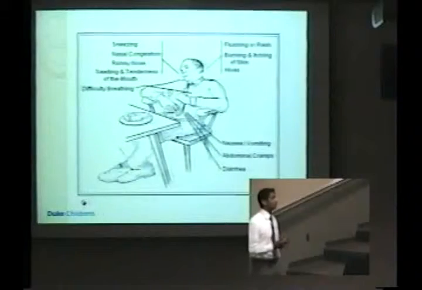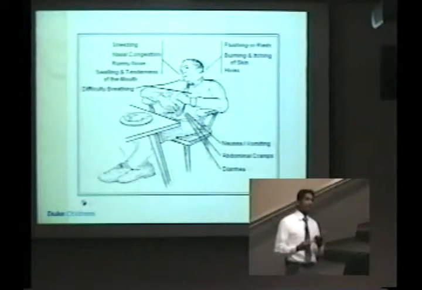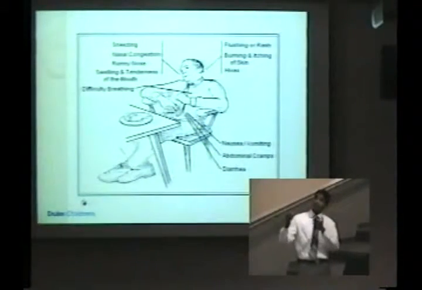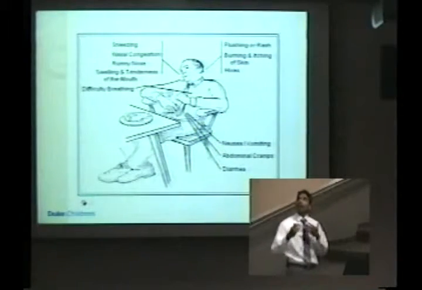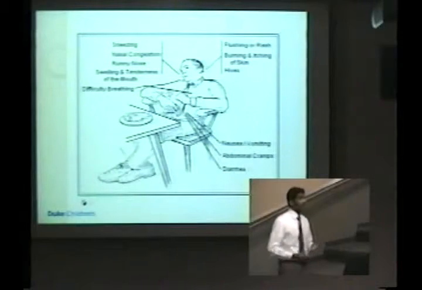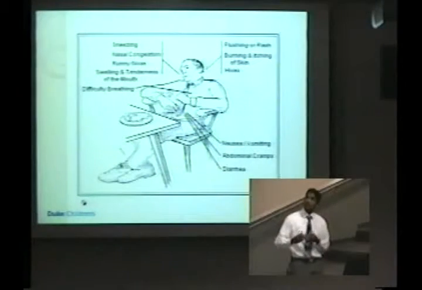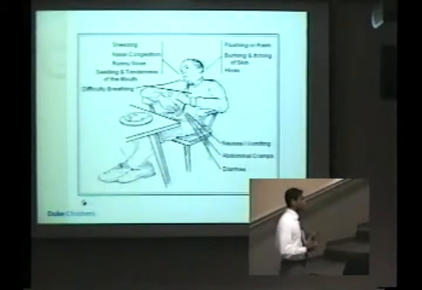The typical reactions for IgE-mediated food allergy are listed here. The typical symptoms are sneezing, runny nose, hives, but people don't realize that there are also the GI symptoms: nausea, vomiting, abdominal cramps, and diarrhea.